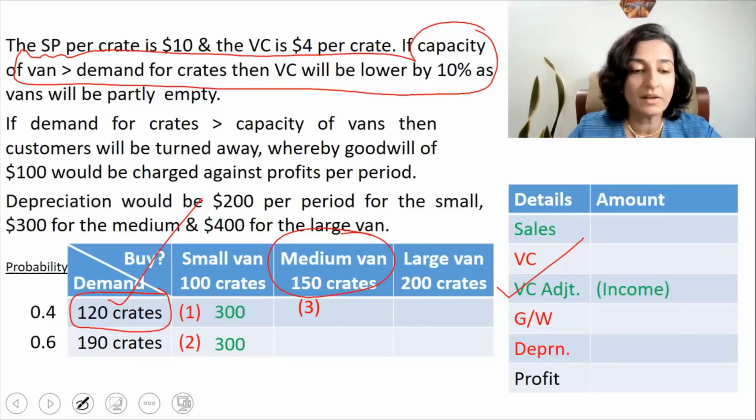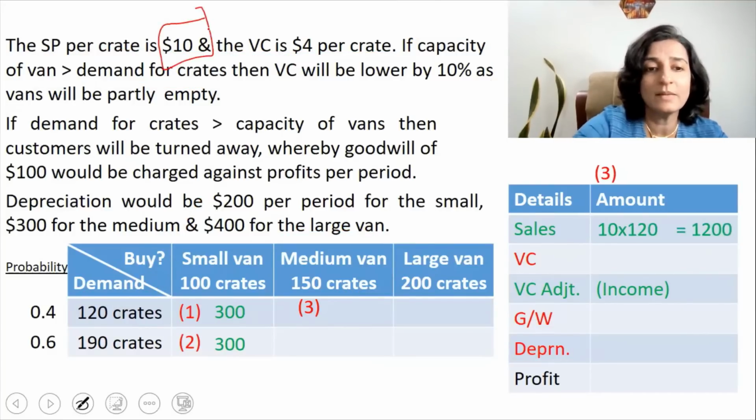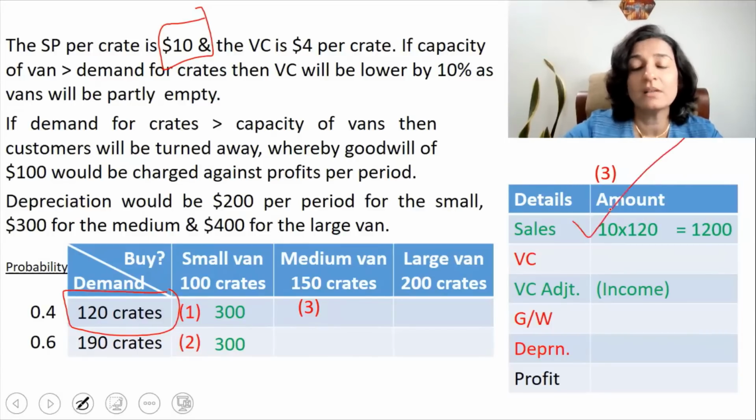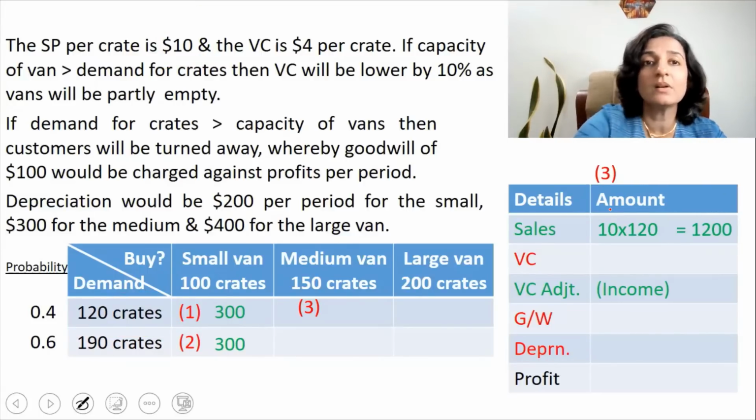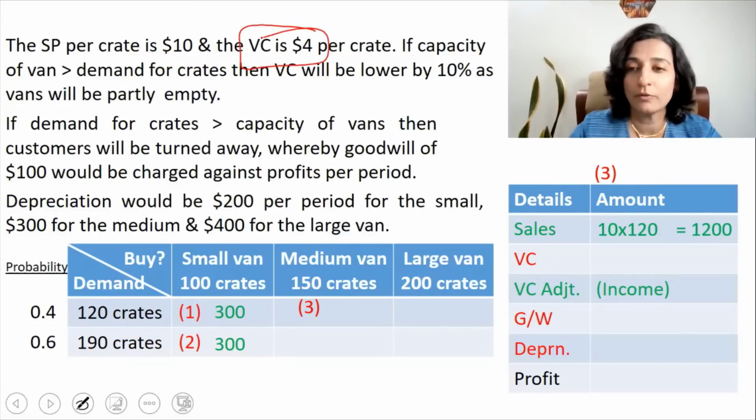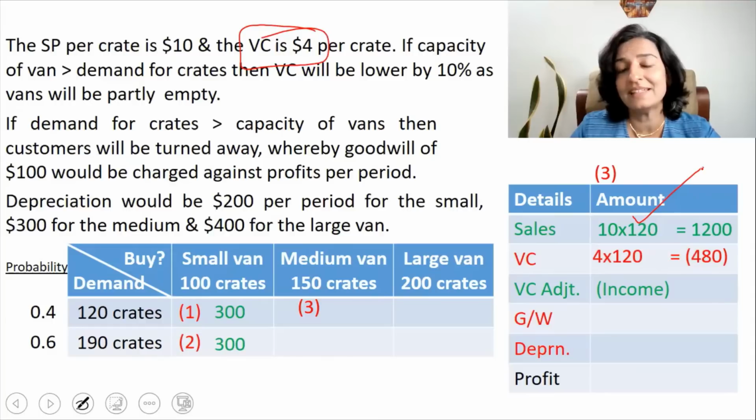So what is the sales figure? It is $10, that's the selling price, multiplied by 120 crates, which is the demand. So 10 into 120, $1,200 is the sales amount. And coming to variable cost per unit, it is $4, and we are able to sell 120 crates. So it's 4 into 120, or $480.